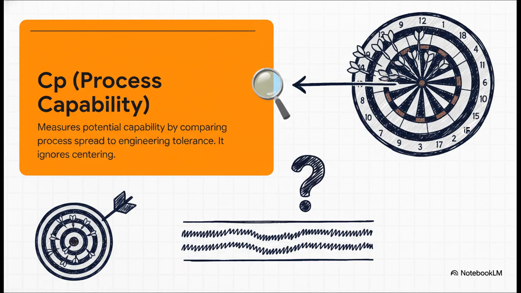CP asks one and only one question. Is the spread of my process narrow enough to theoretically fit inside my customer's spec limits? Notice it completely ignores whether you're actually centered on the target. Using the dartboard analogy, a high CP means all your darts are landing in a nice, tight little group. That's great consistency, but that group could be way up in the top left corner, nowhere near the bullseye.